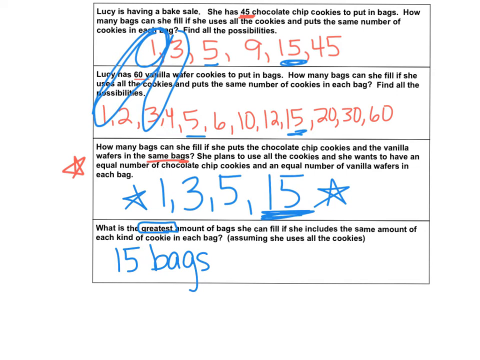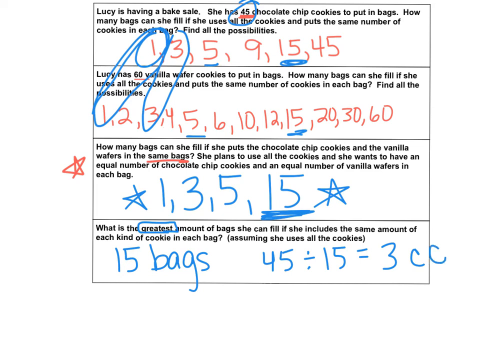And then I'm going to ask, are you ready for this? How many chocolate chip cookies would be in each bag? And how many vanilla wafers are going to go in each of those 15 bags? If you go back to the original, we had 45 chocolate chip cookies that we started with. So what times 15 is going to give me 45? Or you could think of it as 45 divided by 15 is equal to 3. So there's going to be 3 chocolate chip cookies.